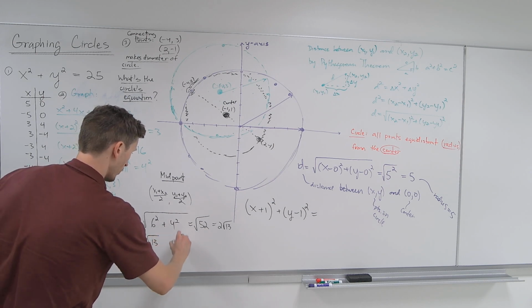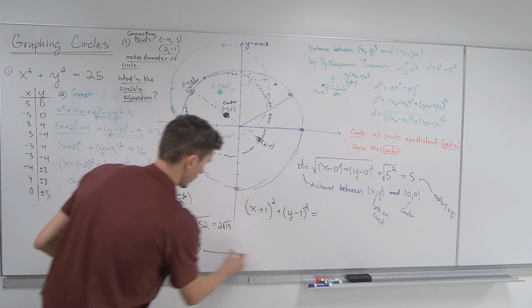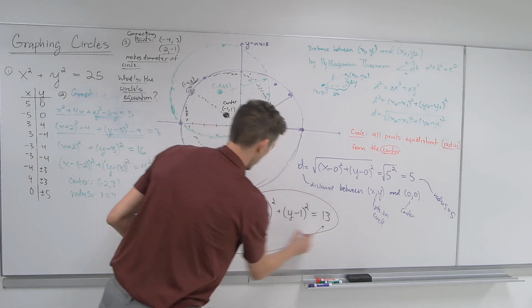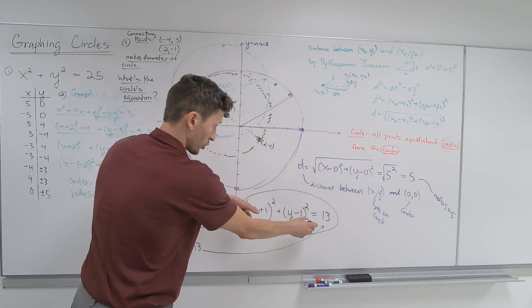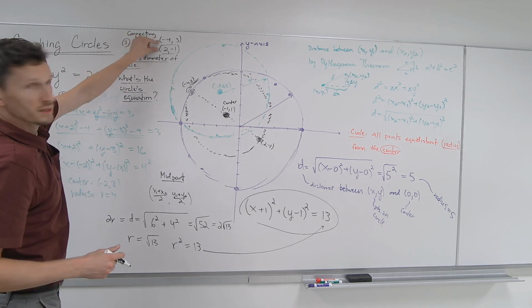Now, anybody know what r squared is? It's 13. Cool, right? Look at this. That's the equation of our new circle. So this is the equation, the relation that gives you the circle that I've drawn in black, given by the two points making that diameter.